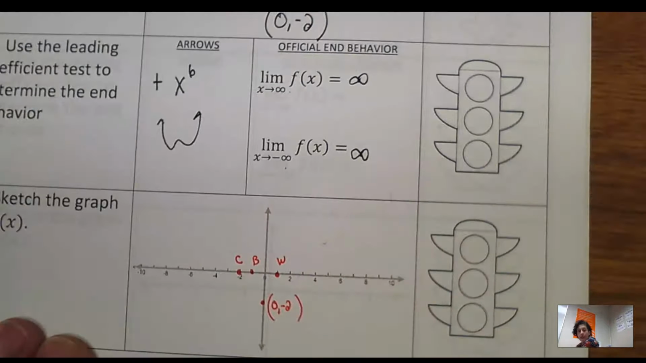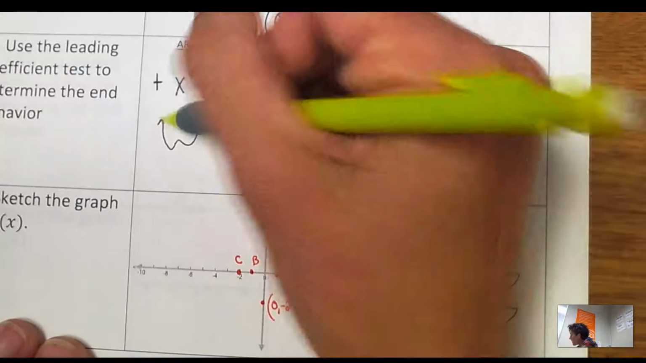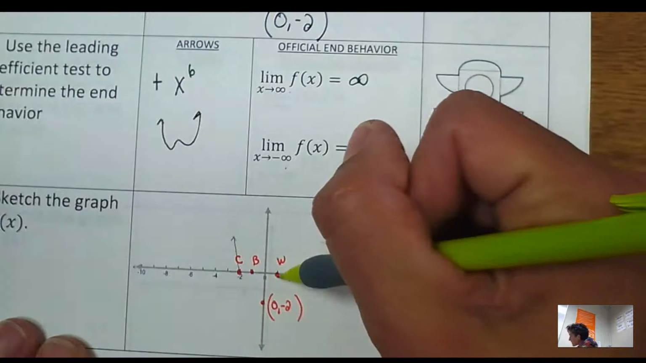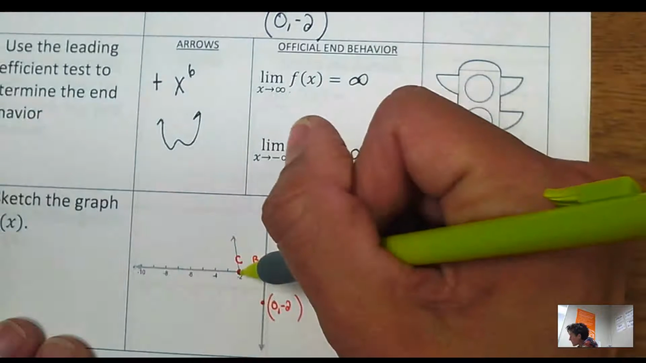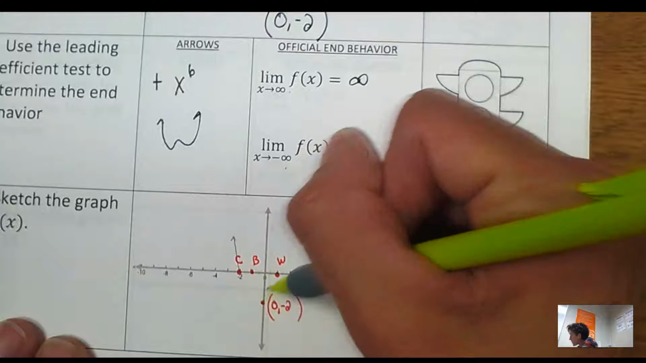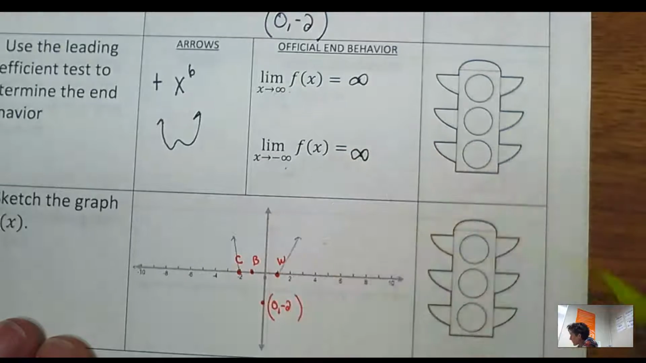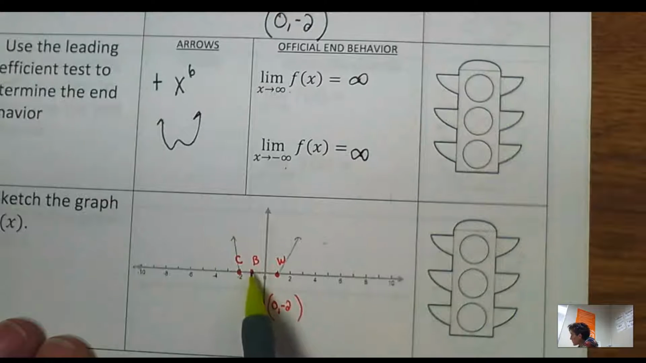And where I like to start is the end behavior. So on my farthest left point, I know it's going up. This is left, then over, then the next one over, then the furthest to the right. And so that's going to be going up. And then I just have to get from this point to this point to this point to this point. Connect the dots left to right.